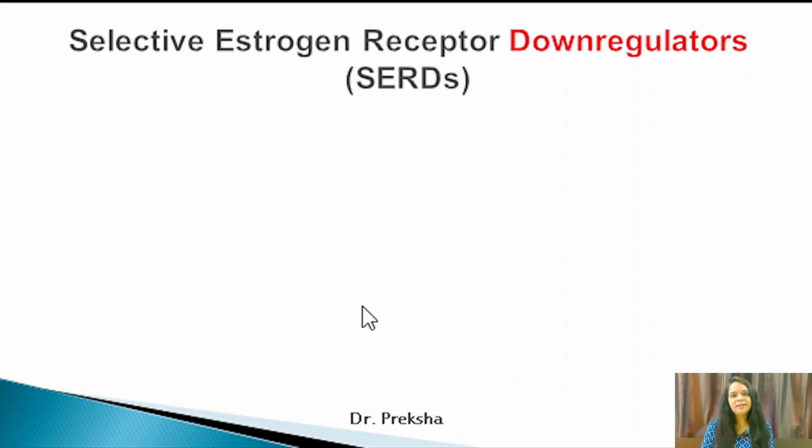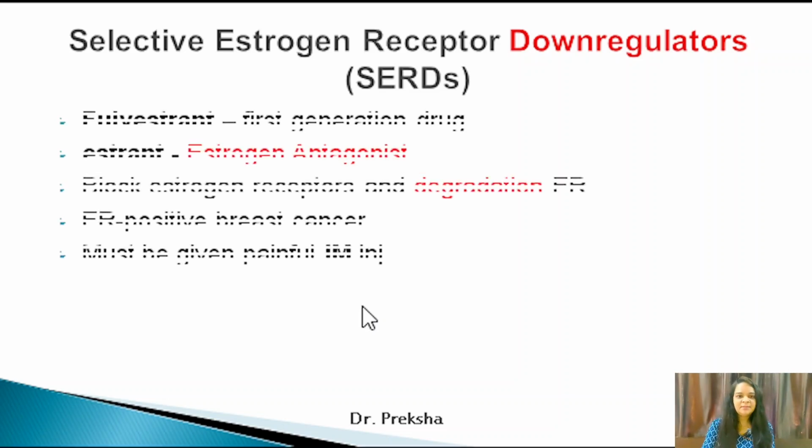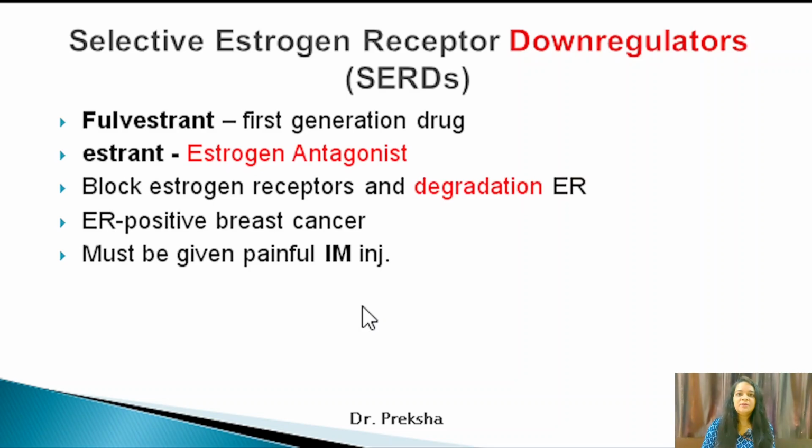Now coming to the selective estrogen receptor downregulator, SERD. Fulvestrant is a first generation drug, and here you can remember it as an estrant: ESTR stands for estrogen and ANT means antagonist. So these block the estrogen receptors and also cause degradation of the estrogen receptor. These drugs are used in estrogen receptor positive breast cancer, and this drug must be given by painful IM injection. So that is its biggest disadvantage. So these you have to remember.